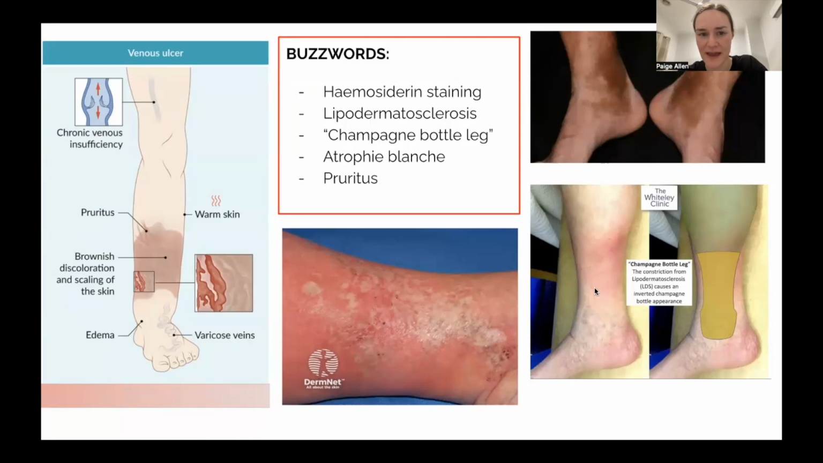That's this champagne bottle leg. It's the same thing here. So you get this weird shape where you get a tightening of the skin over this lower area and then a ballooning above that area. I'm sorry, I don't have a more technical way of describing that. There's also a term called atrophie blanche, which are these little white patches that you can get on the leg. And then they'll be quite itchy. That's the other thing.